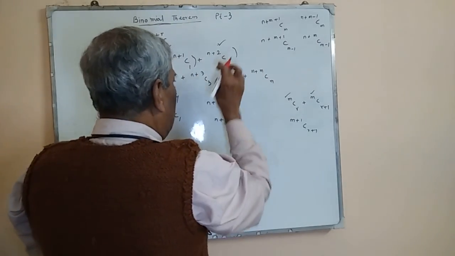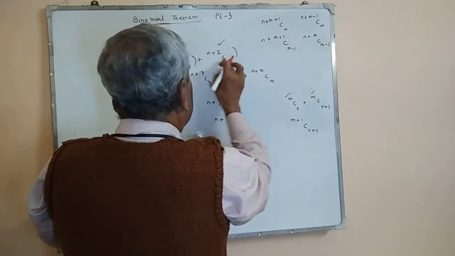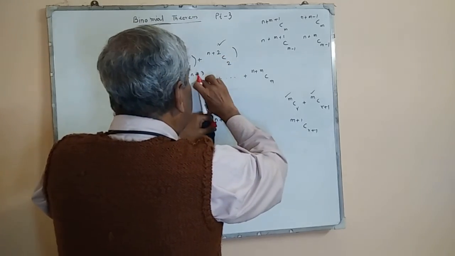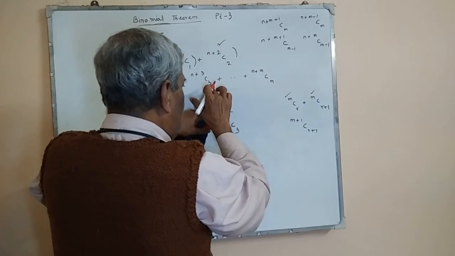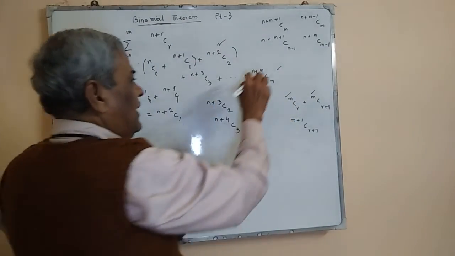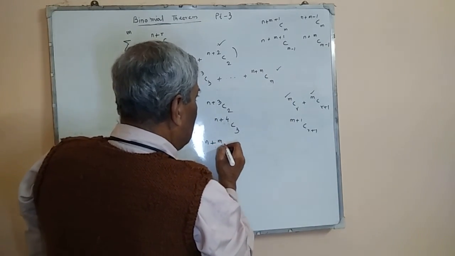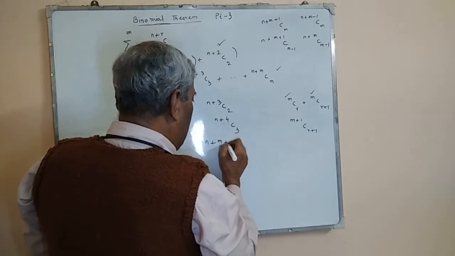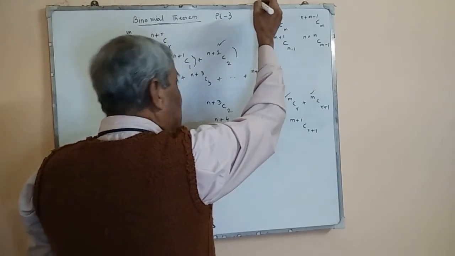So every time I consider a term, we get n plus 3 C 2. When I consider the next term, its sum is n plus 4, one more. So when I consider the last term, the result will be increased by 1 each time, so n plus m plus 1 C m. The first option is correct.